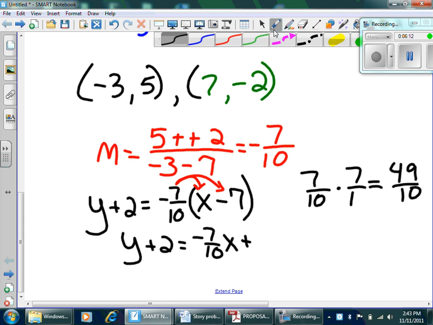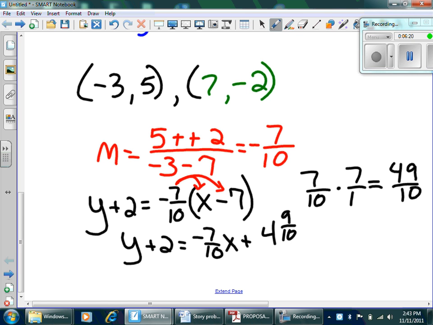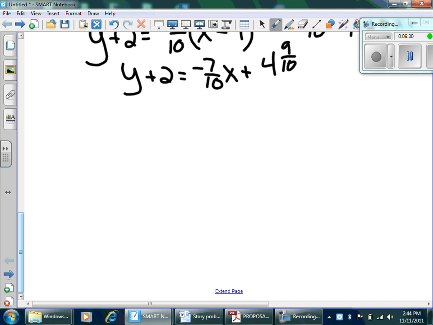This must be 4. And then I'm 1 short of a whole, so it must be 9/10. Right? 10 goes into 49 4 times with 9 left over, 4 and 9/10. I told you, fractions make math easier. You got to be comfortable with them though.